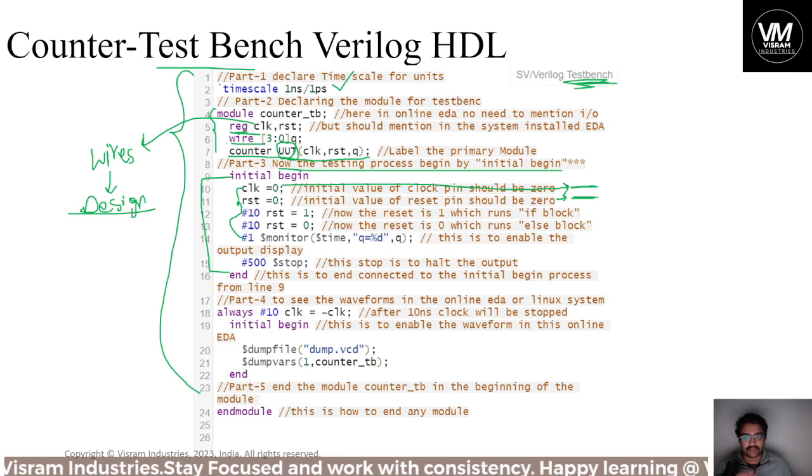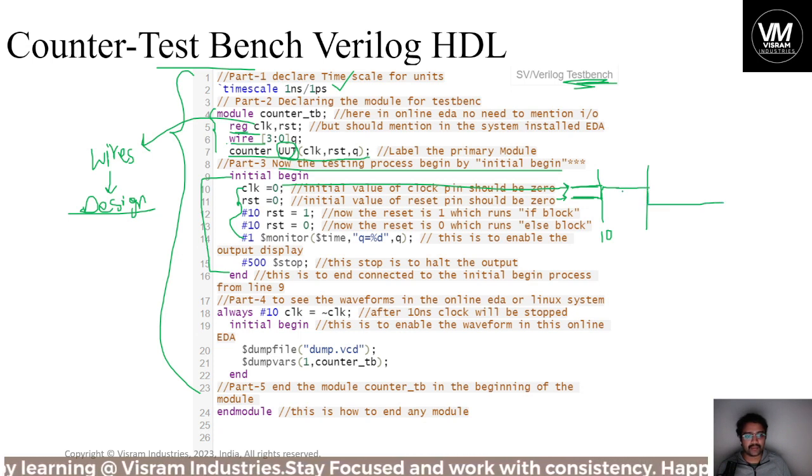Those are at 0. Imagine after 10 nanoseconds, what are you asking about? You are asking reset to be 1. So reset to be 1. But again after 10 nanoseconds, your reset should be 0. Reset to be 1, and reset is equal to 0. Why does reset have to be 0?